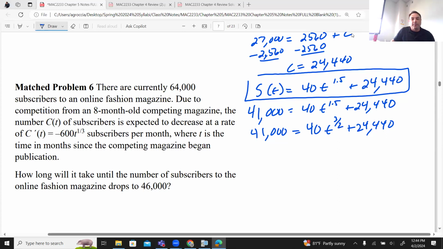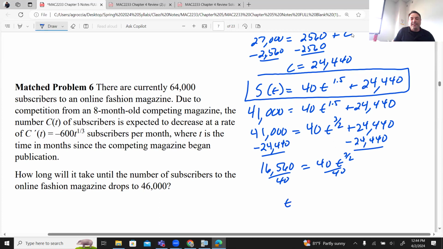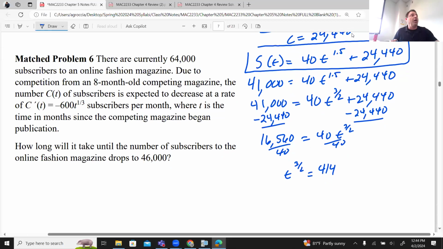So the hope is we started out by doing, okay, minus 24,440. You're going to get 16,560 equals 40t to the 3/2. And then you're like, well, I'm going to divide by 40, divide by 40. And then you get t to the 3/2 equals 414. And this is maybe where we get stuck. Now, there are several ways. You can use log, ln. You can use those properties. If you remember, you can ln both sides, then the exponent goes to the front. That's one way to do it.